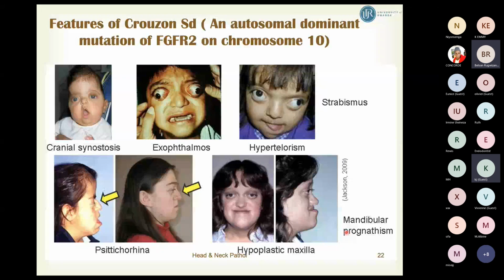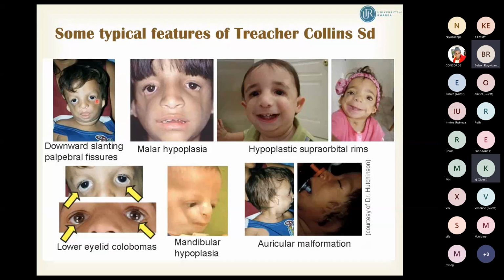It is too much. So there is Treacher Collins syndrome. They have a downward slanting of the eyes. In trisomy 21 it is the opposite, the eyes slant upward laterally. Then there is hypoplasia, hypoplastic supraorbital rims, lower eyelid colobomas, mandibular hypoplasia. So now this is different from the previous one. You have maxilla hypoplasia, auricular malformation. So these are some of the syndromes.